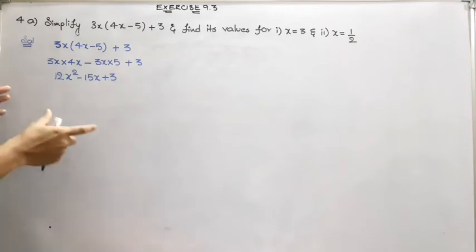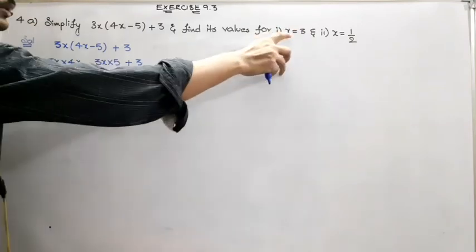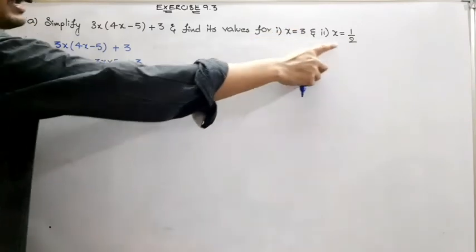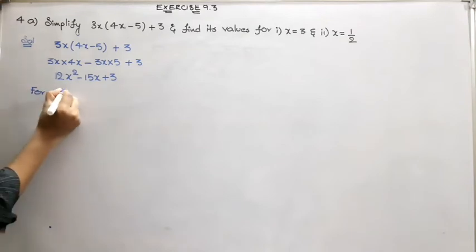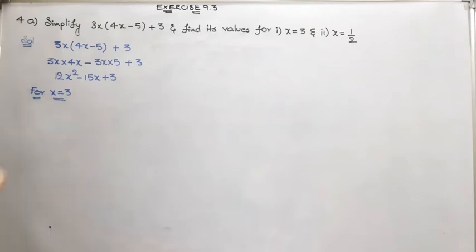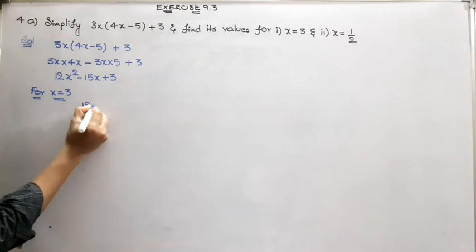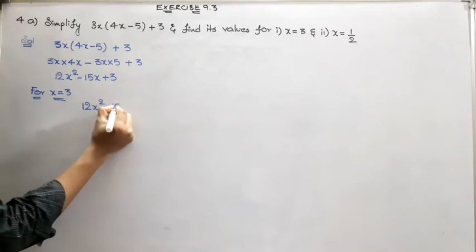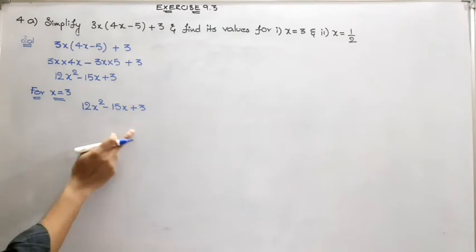Now they asked us to find its value for x is equal to 3. That means by substituting the value of x as 3 and 1 by 2, what is the result we are going to get? That we have to find. So for that, for x is equal to 3, we have the expression after simplification as 12x square minus 15x plus 3.